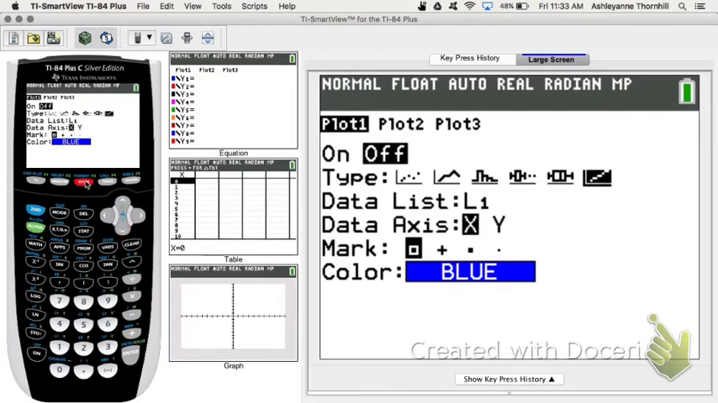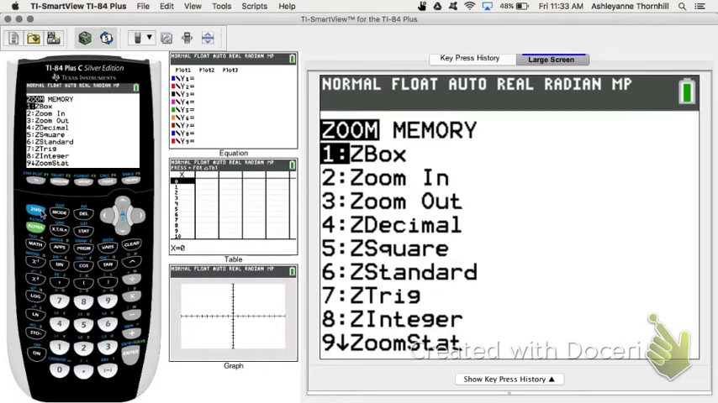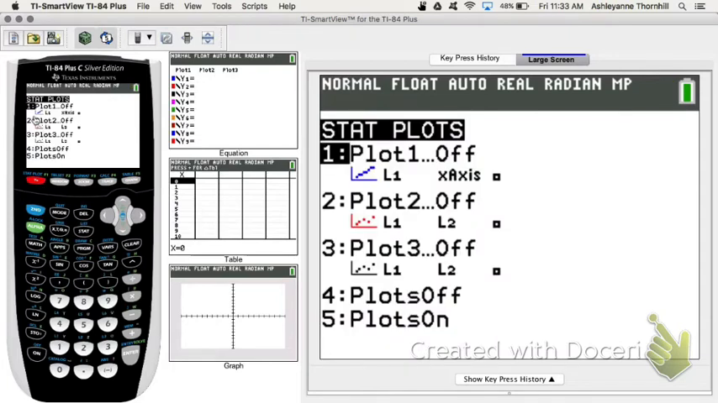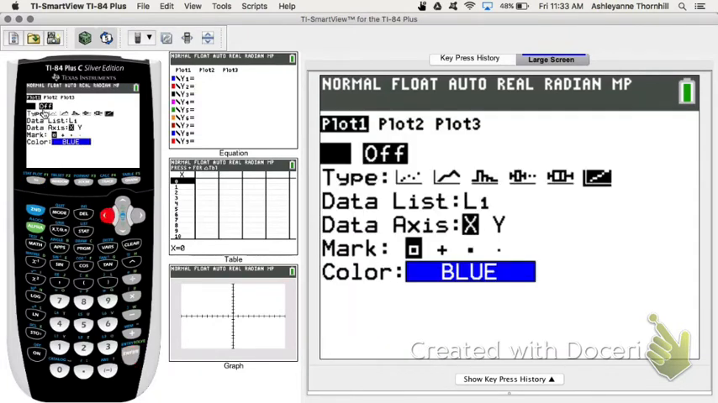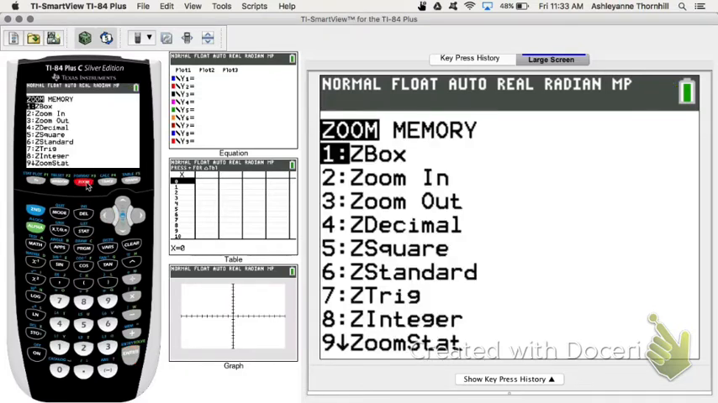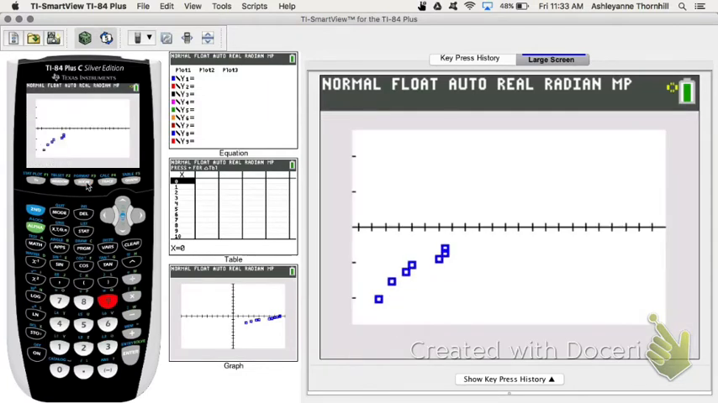Then hit zoom. Actually, my plot wasn't on. Make sure that the plot's turned on. It was off. There we go. Now hit zoom, and then zoom stat, which is 9, so zoom 9. And here's my normal probability plot.